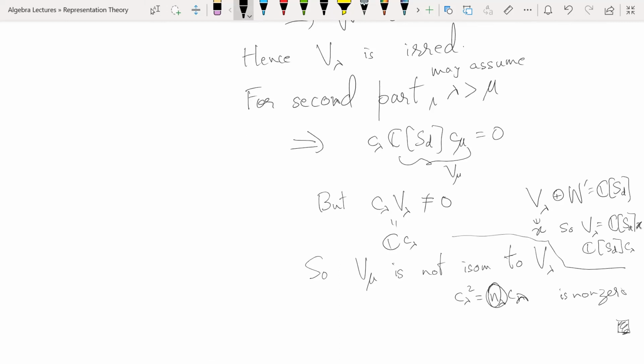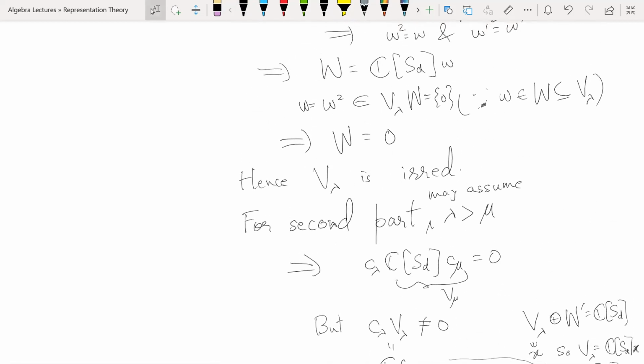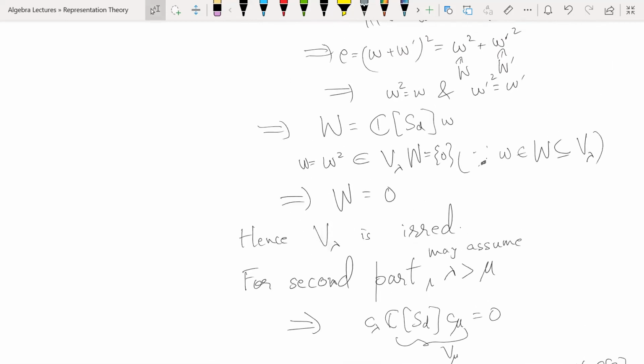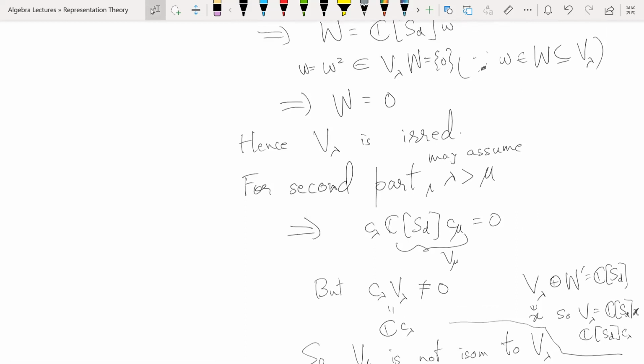So remember, V lambda corresponds to an idempotent. So it's the same kind of argument. Like here, W corresponded to an idempotent, and from the argument we saw that V lambda W is 0. So here also V lambda will be 0 because it's a sub-representation. If this happens to be 0, then we get that V lambda itself is 0. But V lambda is non-zero, that we know, because C lambda is a non-zero element. So C lambda, remember, has identity plus something. So it's a non-zero element.